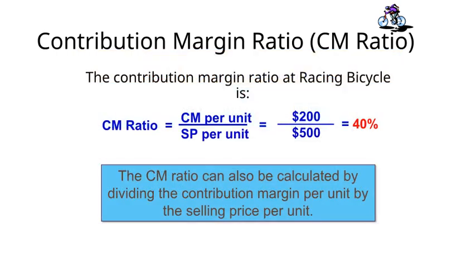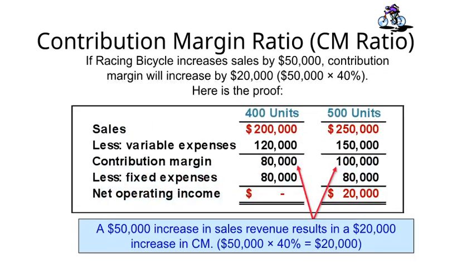The CM ratio can also be calculated by dividing the contribution margin per unit by the selling price per unit. Racing Bicycle has a CM ratio of 40%. This means that for each dollar increase in sales, the company will produce 40 cents in contribution margin. Let's see how we can use the contribution margin ratio to look at the contribution margin income statement of Racing Bicycle in a little different way. If RBC is able to increase its sales by $50,000, it will increase contribution margin by $20,000. That is, $50,000 times 40%.